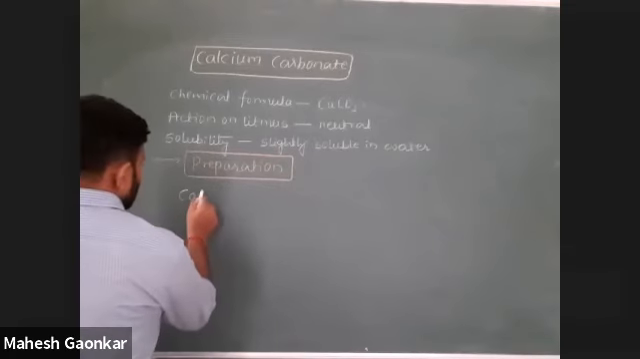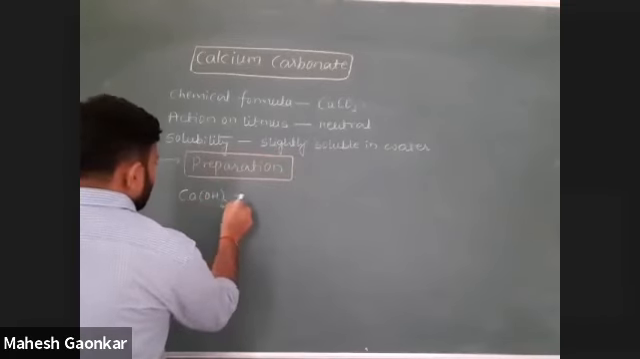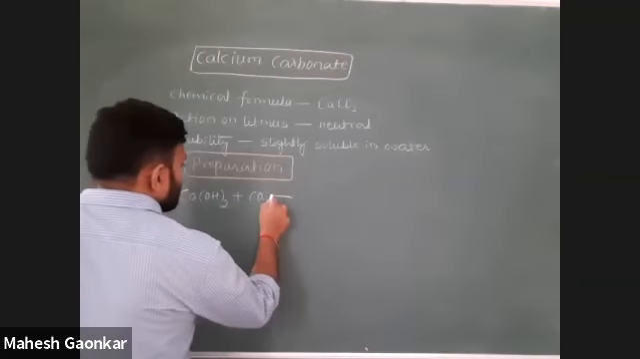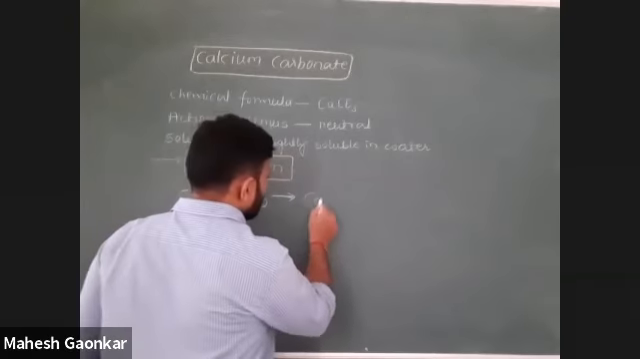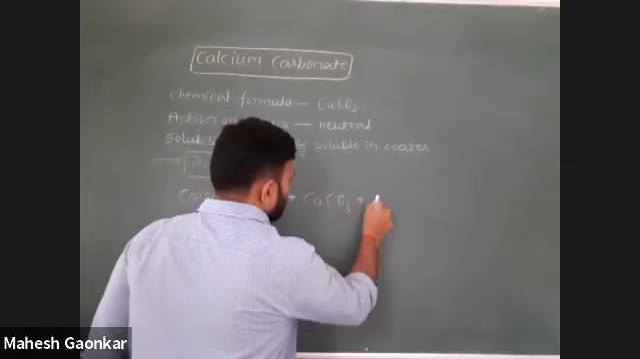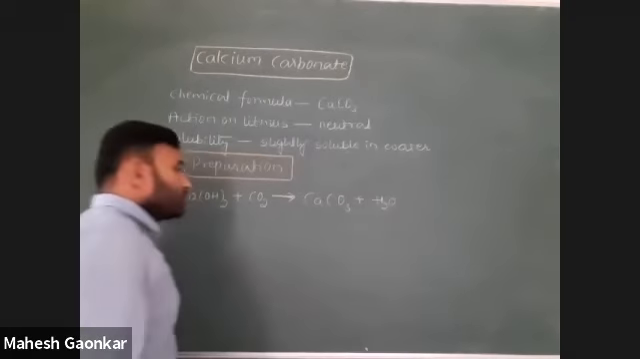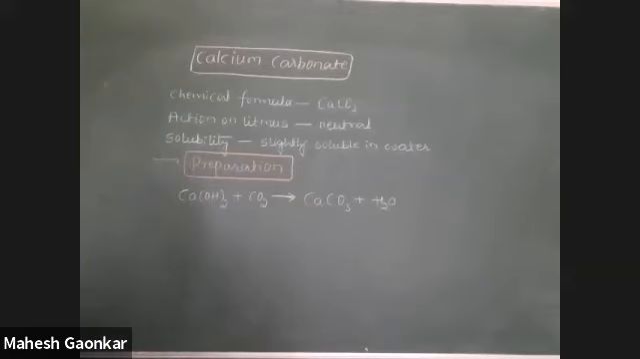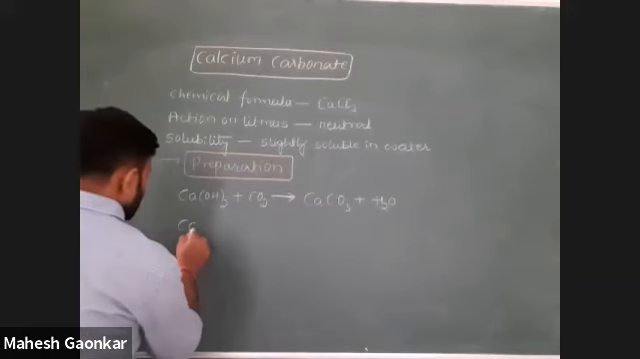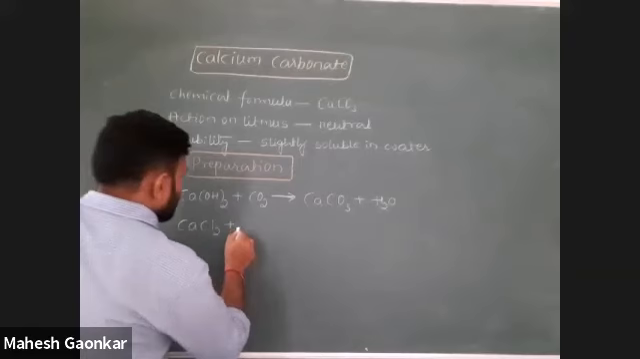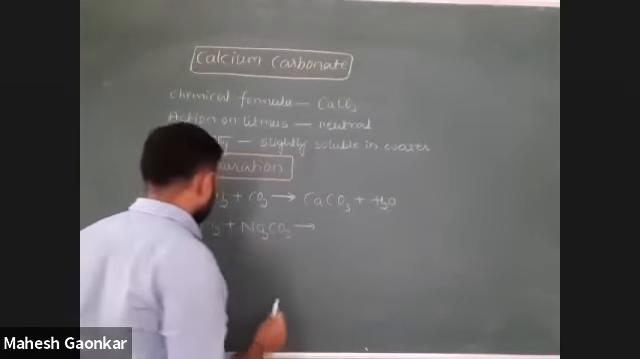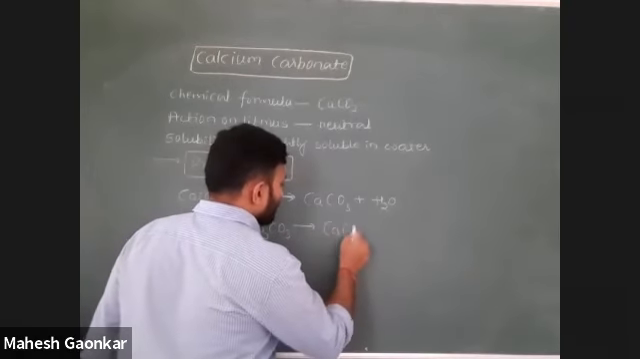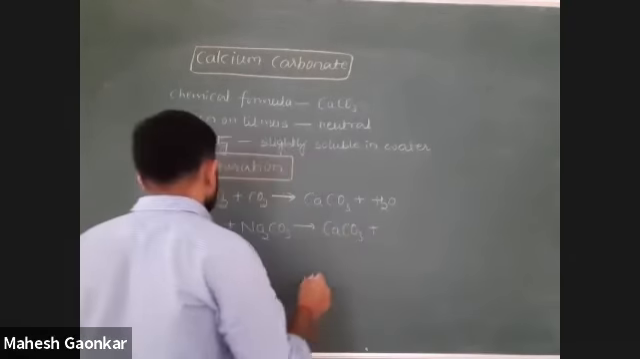When carbon dioxide is passed through a solution of calcium hydroxide, we will get calcium carbonate. When calcium chloride is treated with sodium carbonate, Na2CO3, then it gives calcium carbonate plus NaCl.